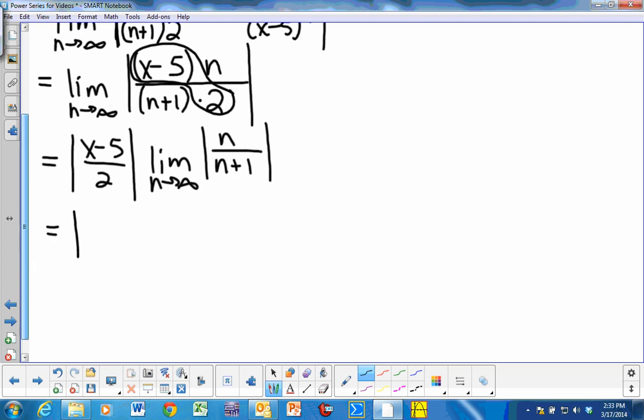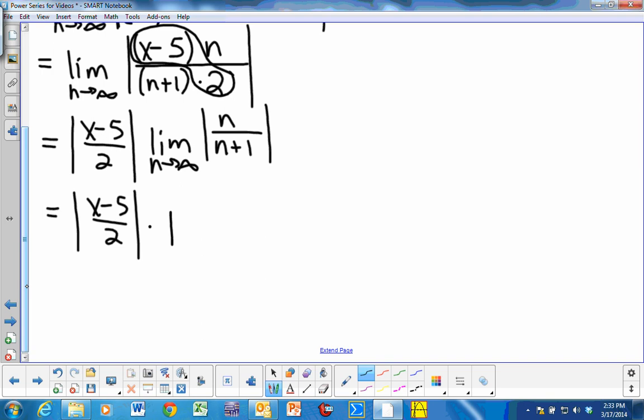So now let's go through this limit. We have still our x minus 5 over 2 times, well, when we do the limit as n goes to infinity and we have n over n plus 1, you can either recognize that you get infinity over infinity and do L'Hopital's rule, and you'll get 1 over 1, which is 1. Or remember that we look at the powers there, and you have an n and an n, and so that will simplify to 1. So this is what we ended up with. So now we have to figure out, okay, so when does this converge?